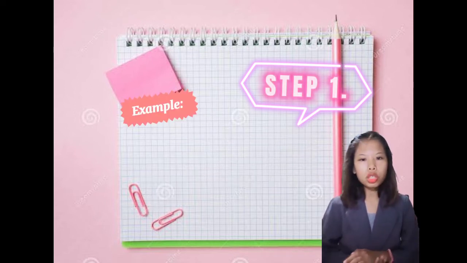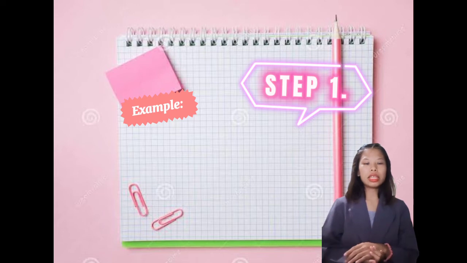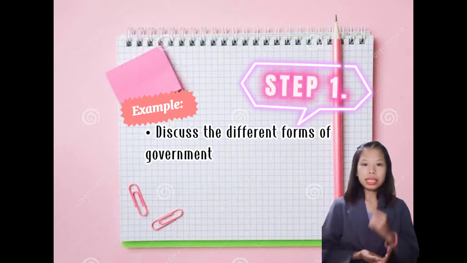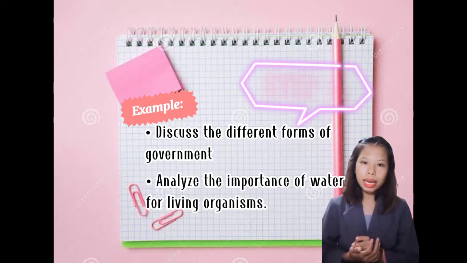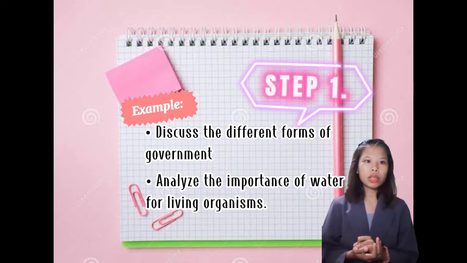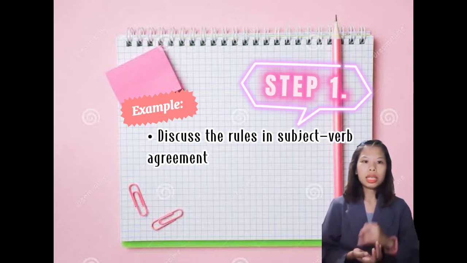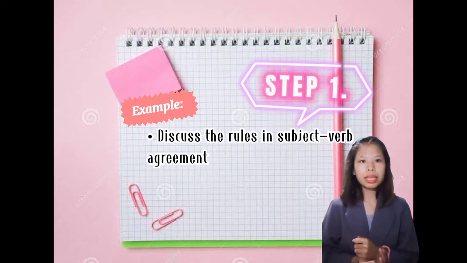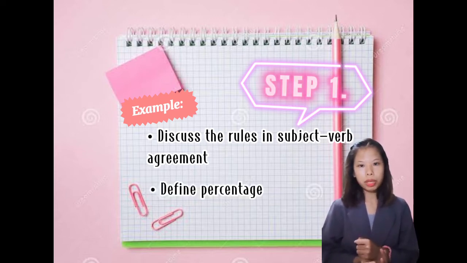Examples of knowledge that can be seen in learning objectives are the following. Number 1, discuss the different forms of government or analyze the importance of water for living organisms. Discuss the rules in subject-verb agreement, and lastly, define percentage.